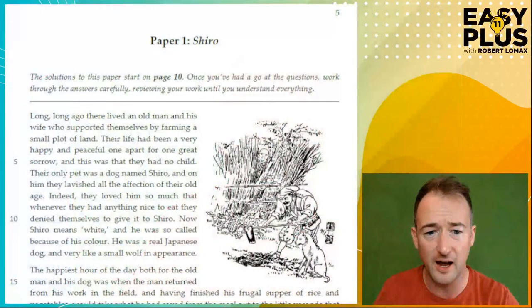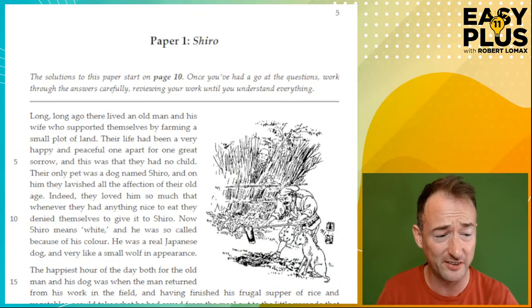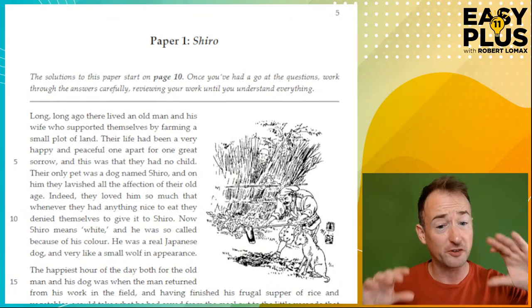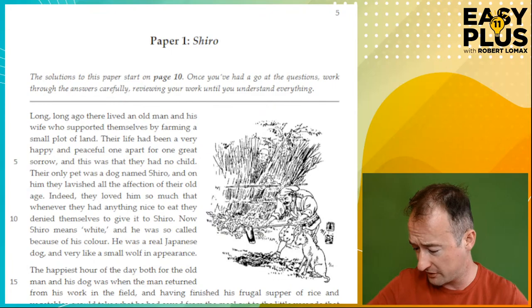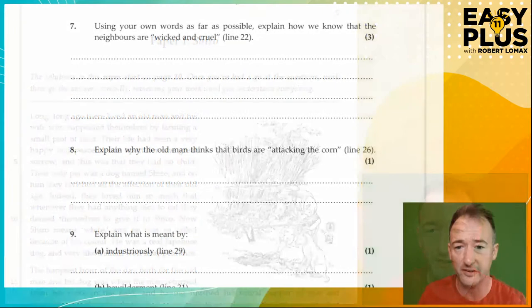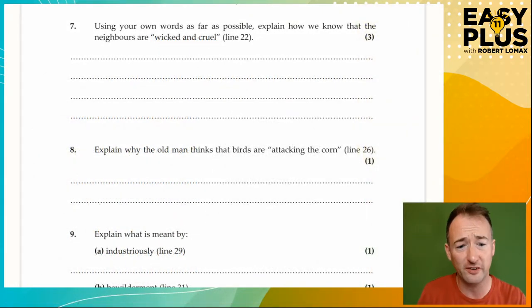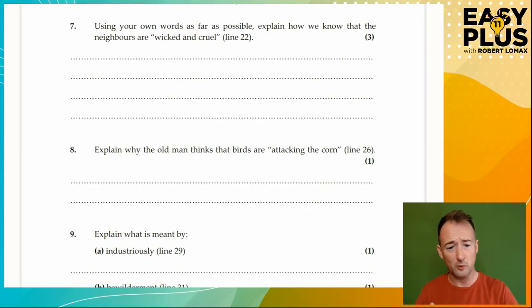Let's get started with this. So we've been looking at this text here, and previously we did questions 1 to 6. So we're going to start with question 7, and I've got the question set up here. Question 7 says, using your own words as far as possible, explain how we know that the neighbours are wicked and cruel.